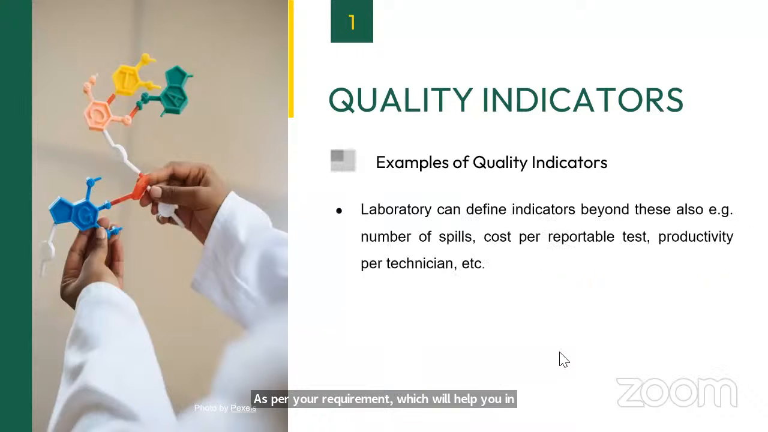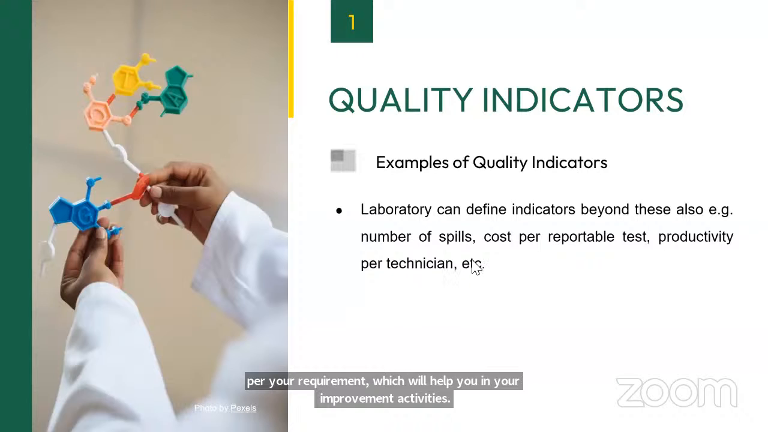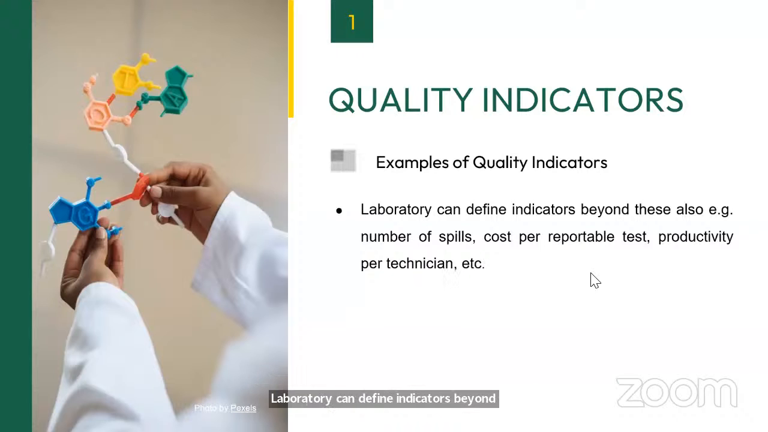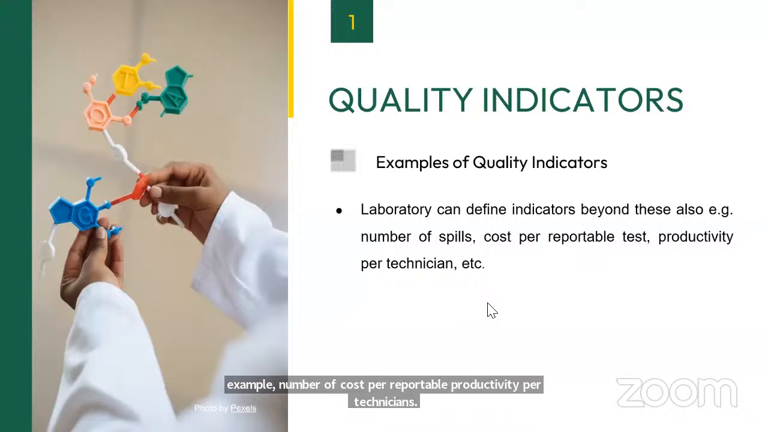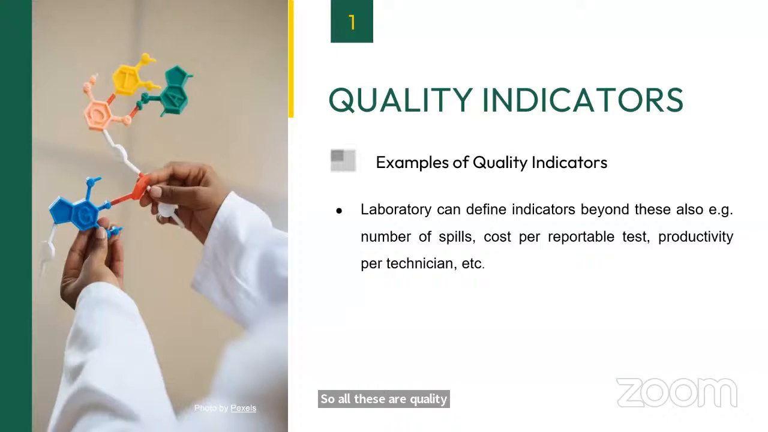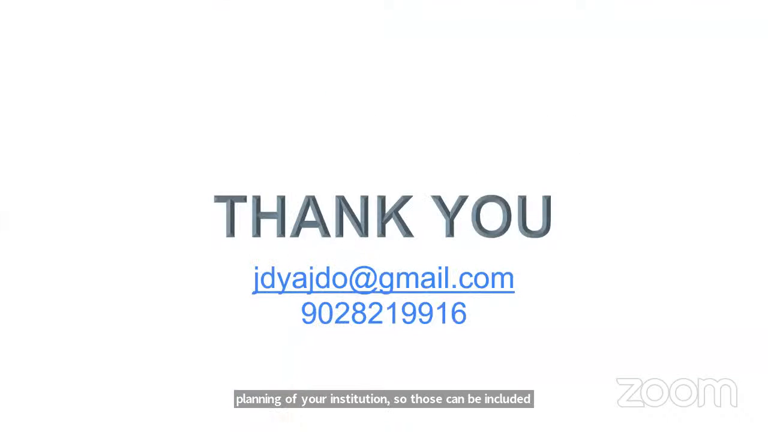A laboratory can define indicators beyond these also, for example, cost per reportable test and productivity per technician. All these are miscellaneous quality indicators which also help your institute with appropriate manpower planning or financial planning of your institution. So those can also be included as part of quality indicators.